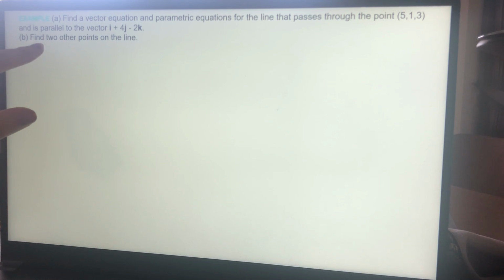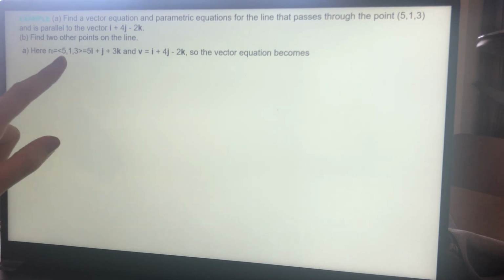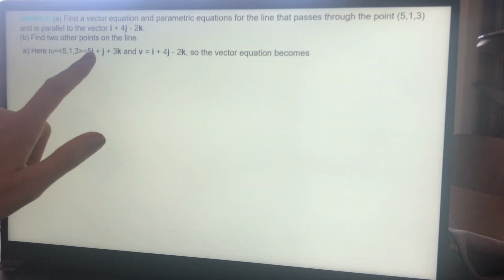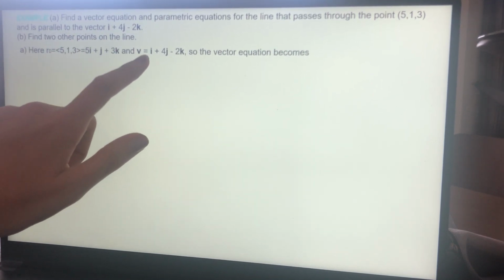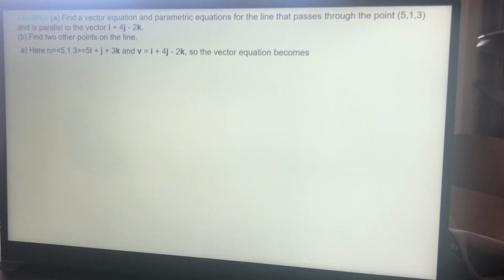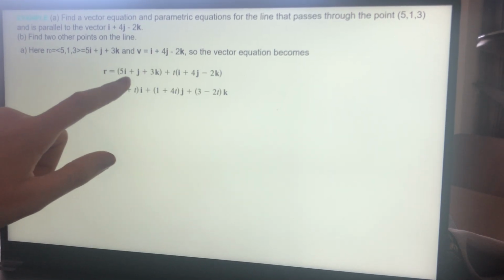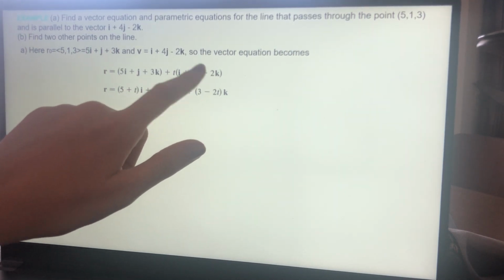As the next question, find two other points on the line. But firstly, let's write the equation of this line. Here r0 is 5, 1, 3, which you can write as 5i plus j plus 3k. And the given vector v is i plus 4j minus 2k. Then the vector equation is r equals r0 plus t times v.